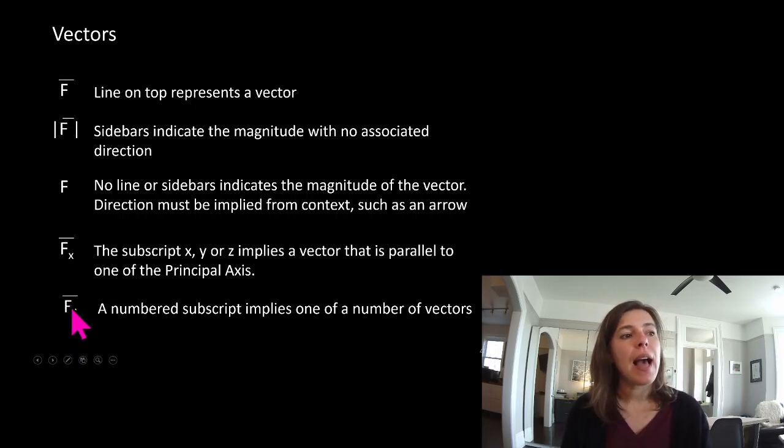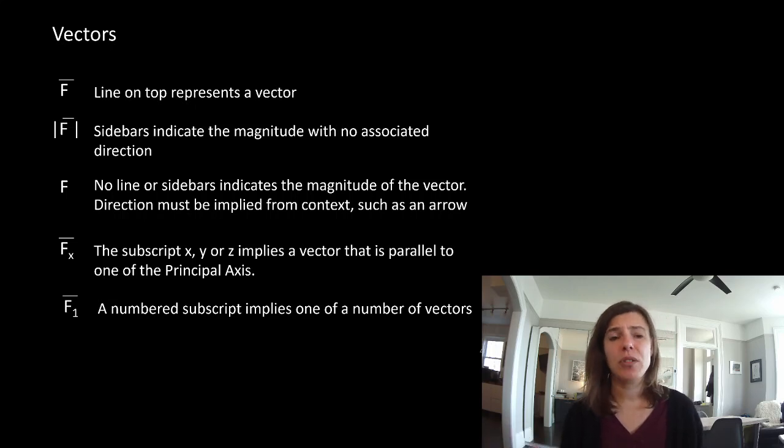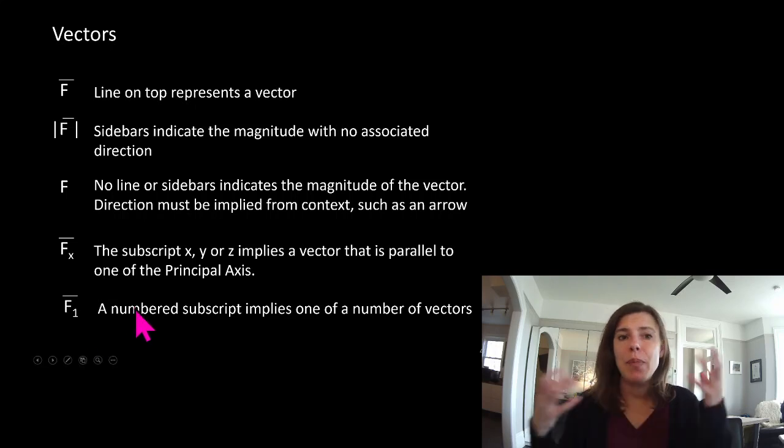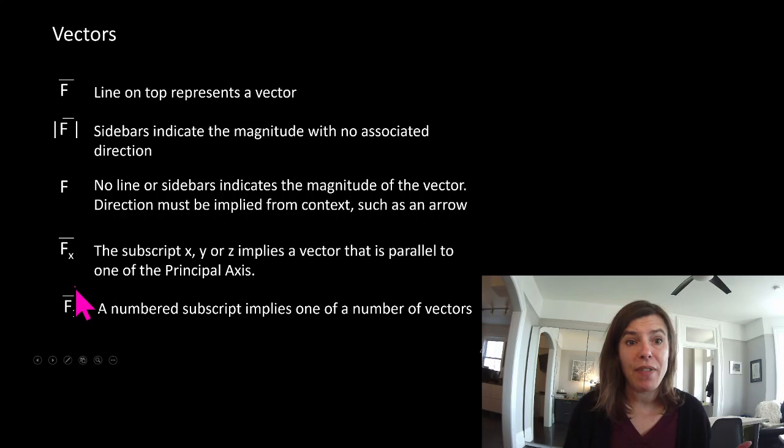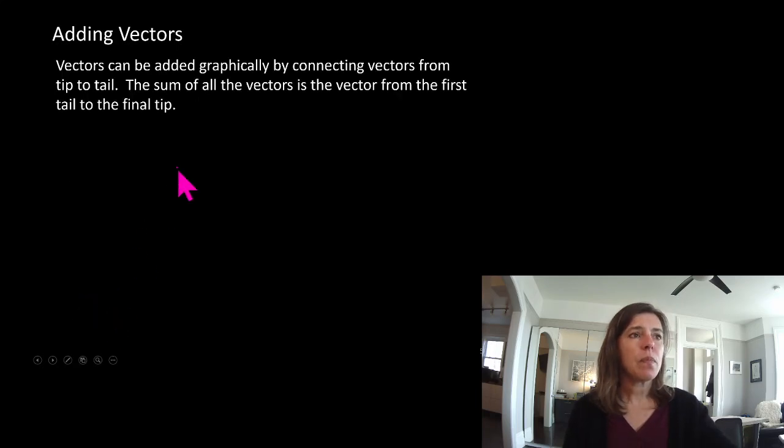If you see a vector with a numbered subscript, that implies that you have a bunch of vectors. That's just to help you. You could call it Bob. It doesn't have to be a number. It could be Bob and Bill and Erica and Jane. It could be whatever you want, but often we'll keep it simple and use 1, 2, 3, and 4 to help keep track of things. If we have a bunch of vectors that we need to add up, it might be helpful to know which vector we're talking about in any given moment.